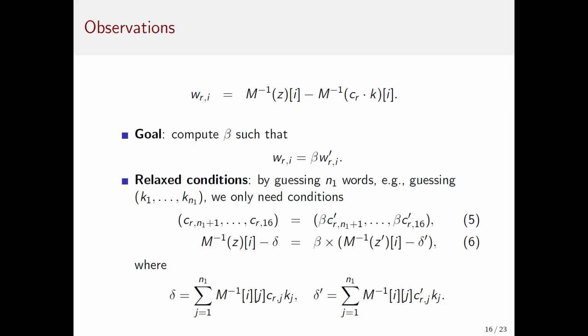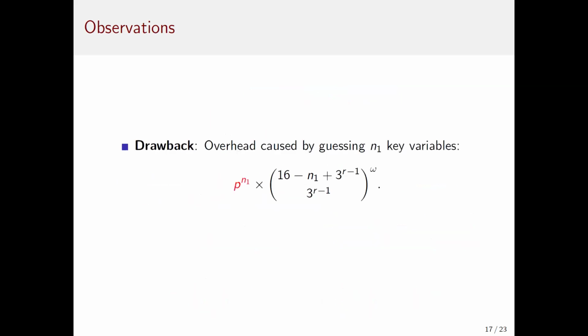guess N1 key variables, and then we will know the value of these N1 variables. Then we only need to check equation 5 and equation 6, because delta can be easily calculated according to the guessed key variables. And this is obvious. If this holds, obviously according to this expression, we know this holds. But of course, since we use guess and determine, there is an overhead. So we need to repeat the attack p to the n-1 times.